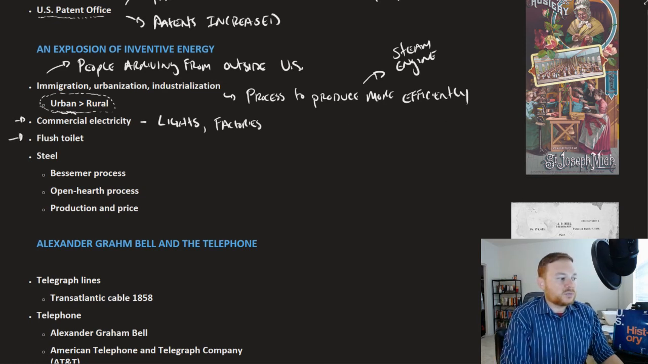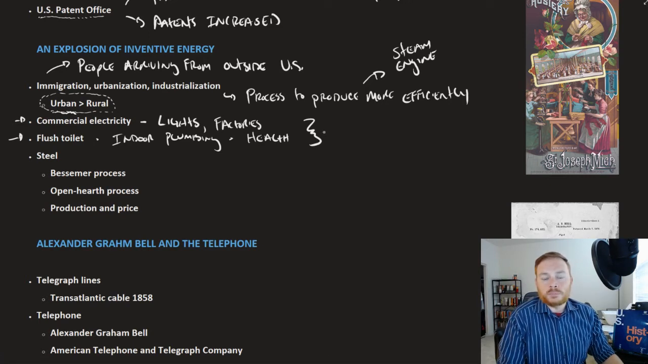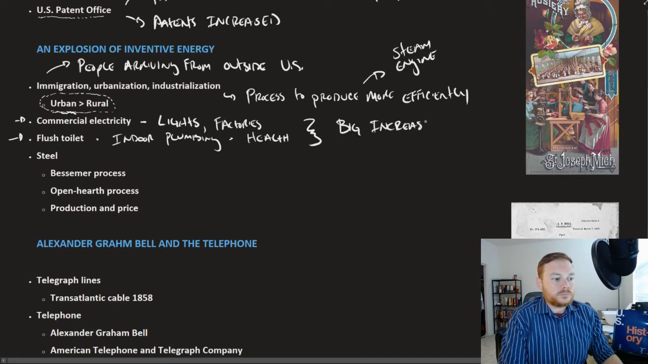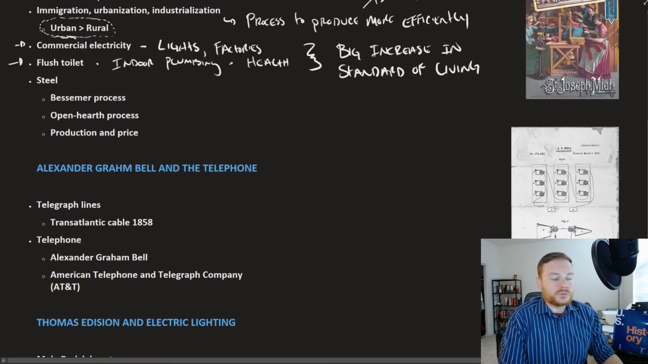Another huge improvement was the invention of the flush toilet or indoor plumbing. This had a lot to do with improved health. And really just these two things together, and all it takes is kind of a stark reminder when the power goes out, or if your plumbing doesn't work. Both of these things led to a big increase in the standard of living. Right? Electricity and indoor plumbing are miracles. And again, you only need to be reminded when the power goes out how important those things are.